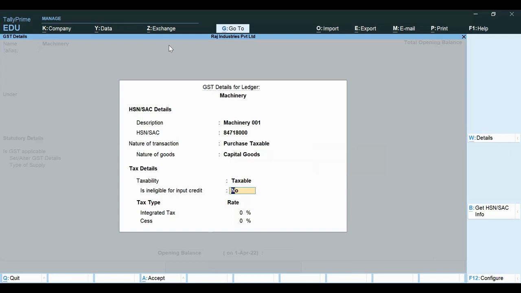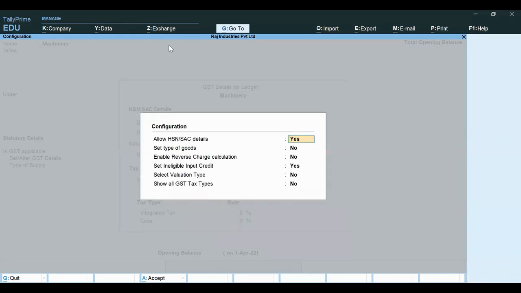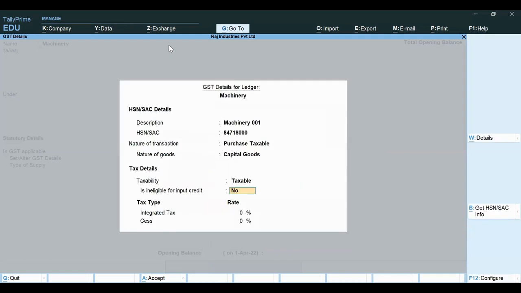Tax details. Now, for tax details, possibly you may not see this option. So what should I do to enable this option? You will have to click on F12. Here, you will see the option of allow HSN/SAC details. And the fourth option is set ineligible input credit. So say yes to this option and you will be able to see is ineligible for input credit. Now, all right, say yes.